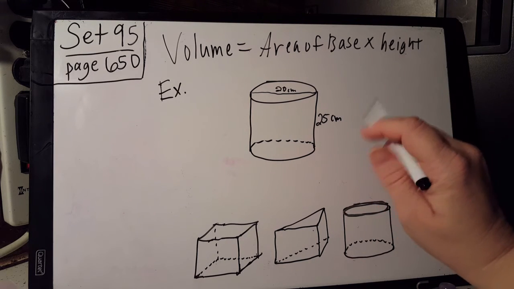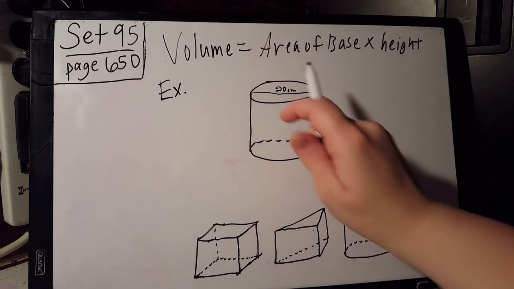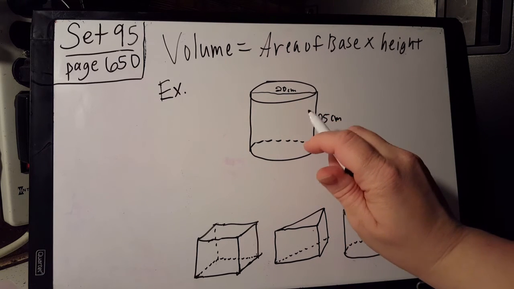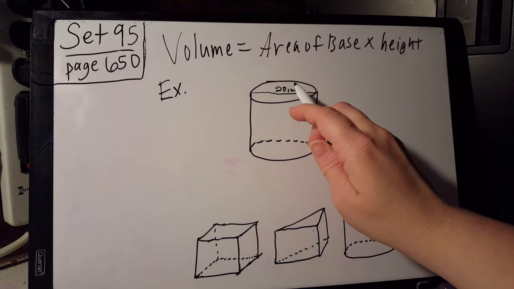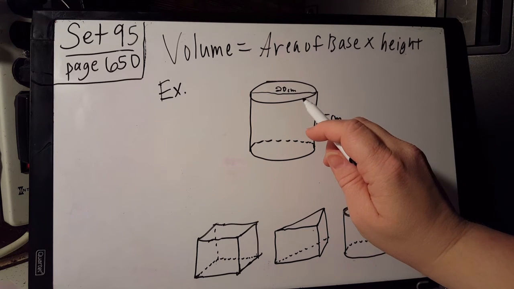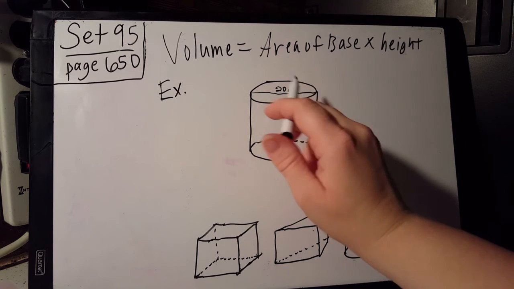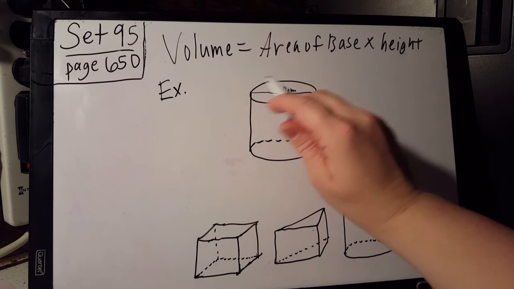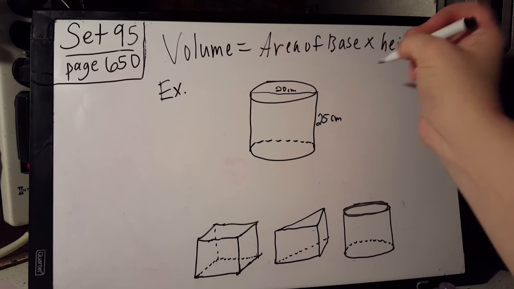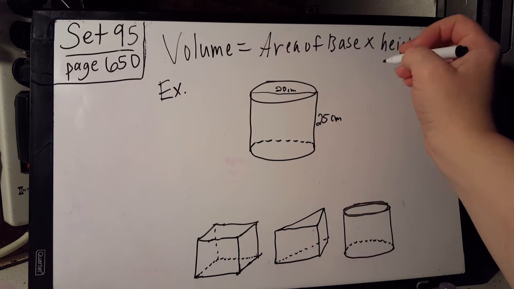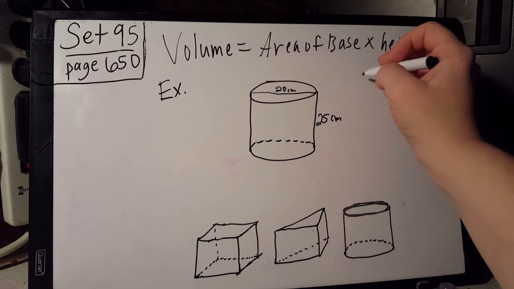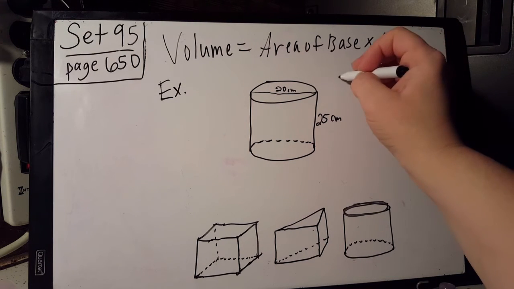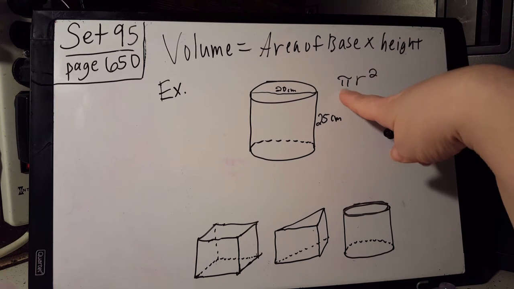What is the volume? It says leave pi as pi, which means we are not going to multiply by 3.14 or 22 over 7. We're just going to write pi beside the number. So remember, when we do volume, we have to do area of the base times the height. So the area of this base, remember, area of a circle is going to be pi times the radius squared. We're leaving pi as pi.